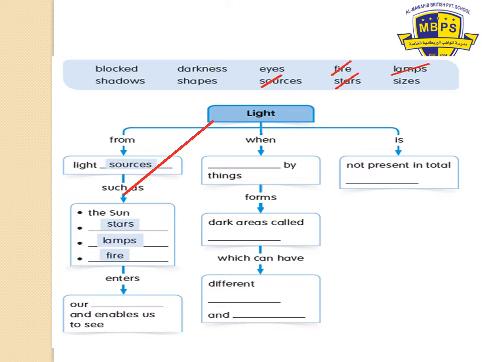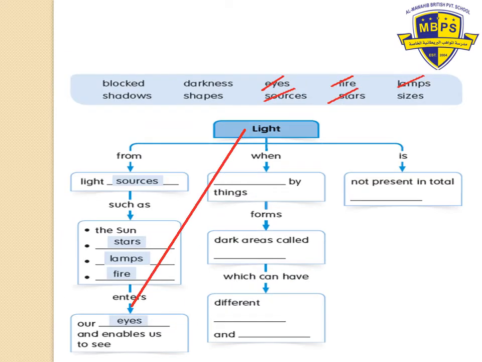Such as we have the sun. Guess now what we have. Something gives us light from the table up. Very good. Stars, lamps, fire. So write them with a nice handwriting, as you can see, grade 1. Please stop the video and write with a nice handwriting.